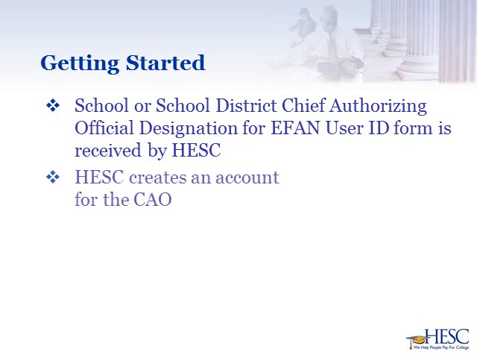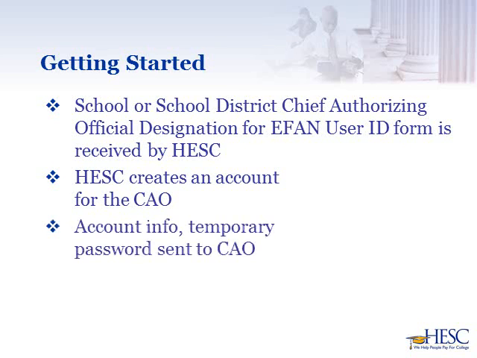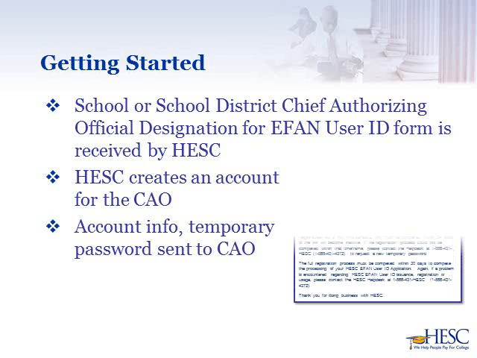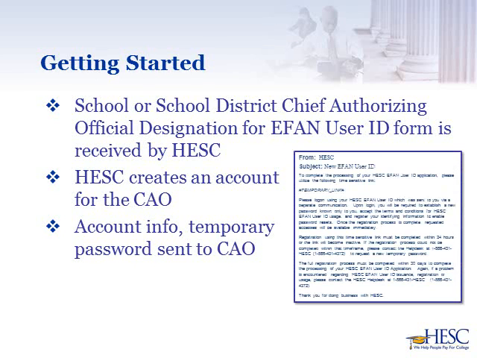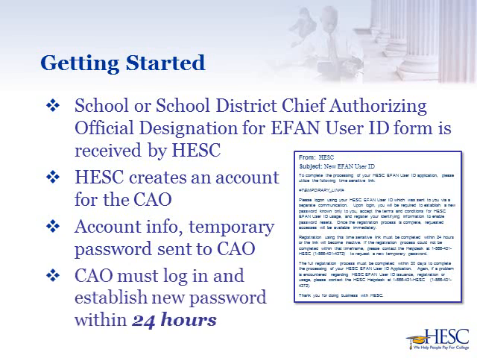Upon receipt of the form identifying the CAO, the HESC account management team will create an account and temporary password for the CAO. An email, like the one shown here, will be sent to the CAO. It contains a temporary link that must be used within 24 hours to complete the processing of the HESC EFAN user ID application. Please remember that once the CAO gets this email, he or she must click the link and log on within 24 hours. The email also includes a number to call if this process was not completed within that time frame.